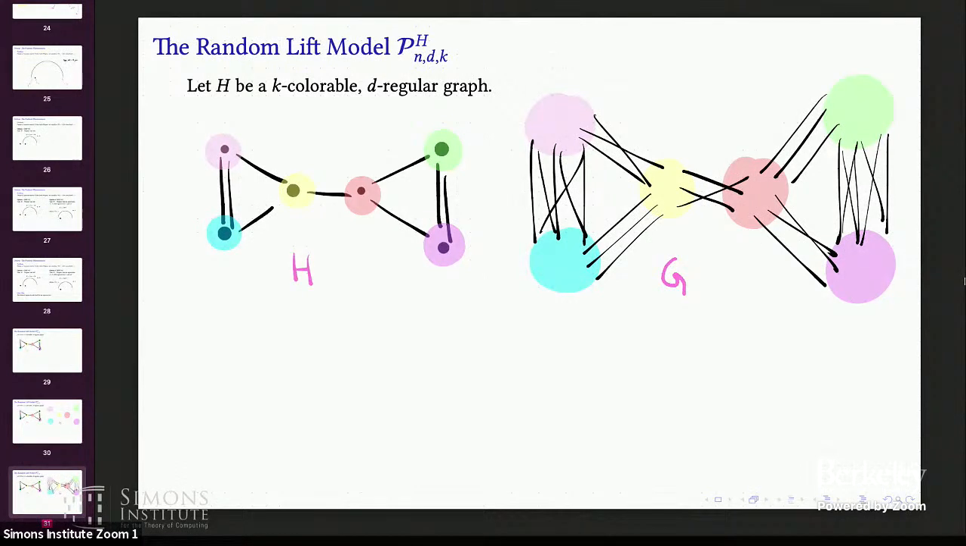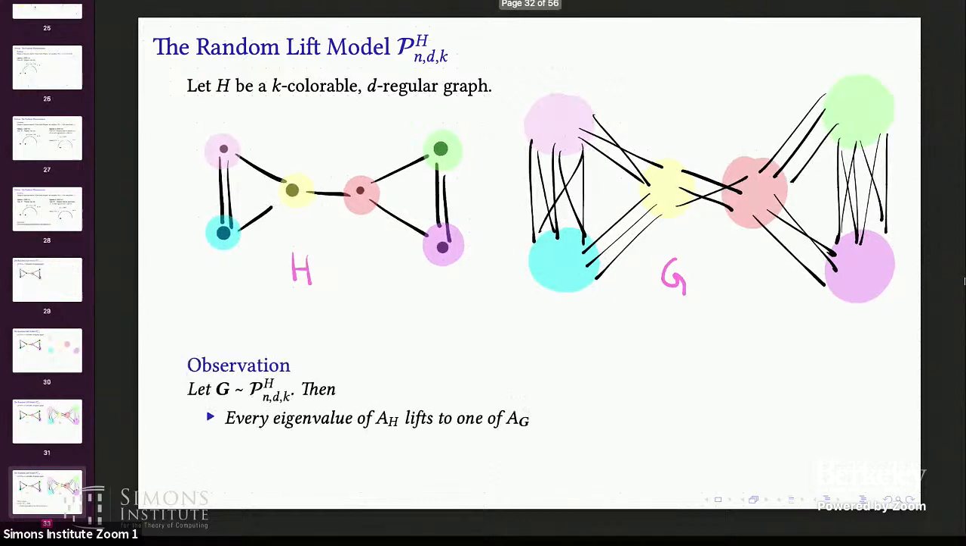Okay, the other nice thing is that locally, this graph G looks exactly like H. So every blue vertex is connected to two pink ones and one yellow one, etc. And because of these properties, you can show that all of the eigenvalues of H actually lift to eigenvalues of G. So this is kind of neat.